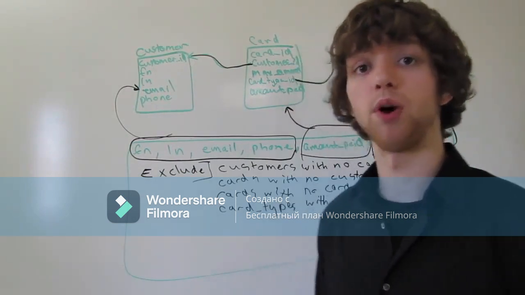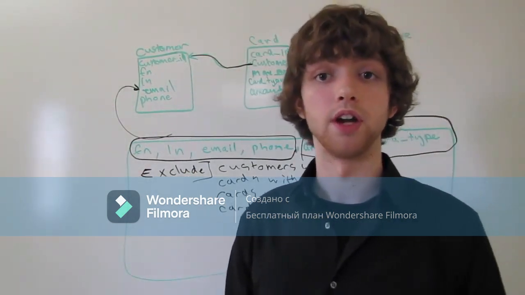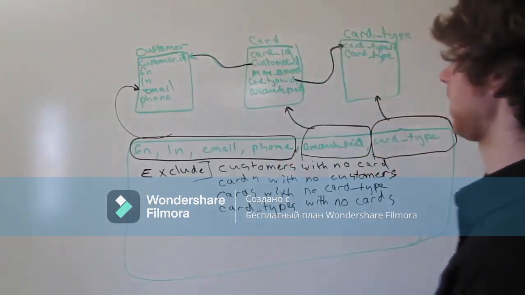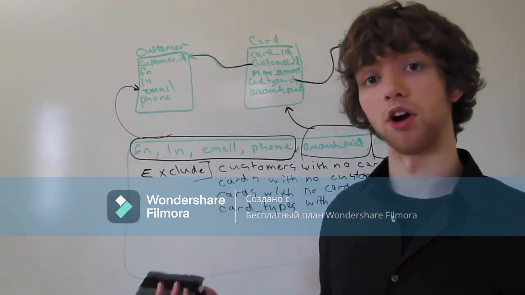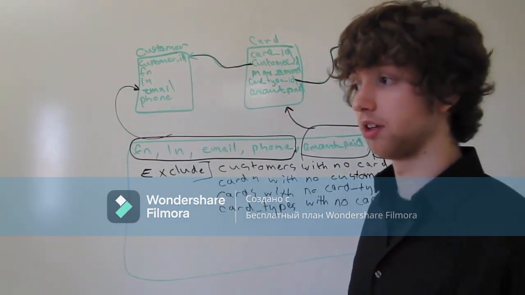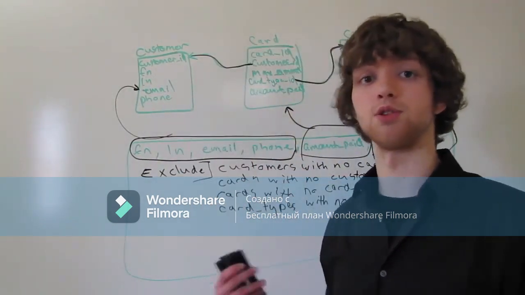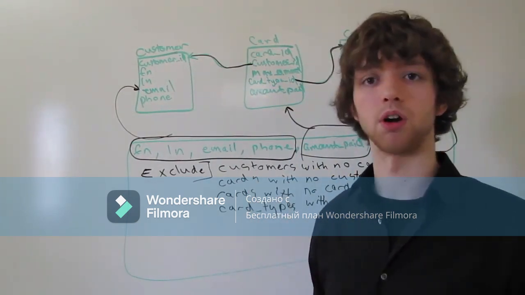Now, there's a couple other things to think about here. It has to do with things being null or not null. Okay, let's talk about it. The way we have it set up, customers can have a card, but they don't have to have a card. That's because there's no required column in here that says you have to have a card ID. So you could have a customer that has multiple cards, for example.